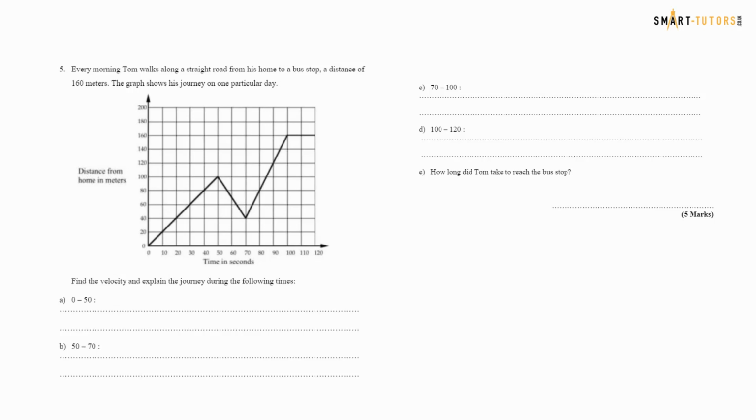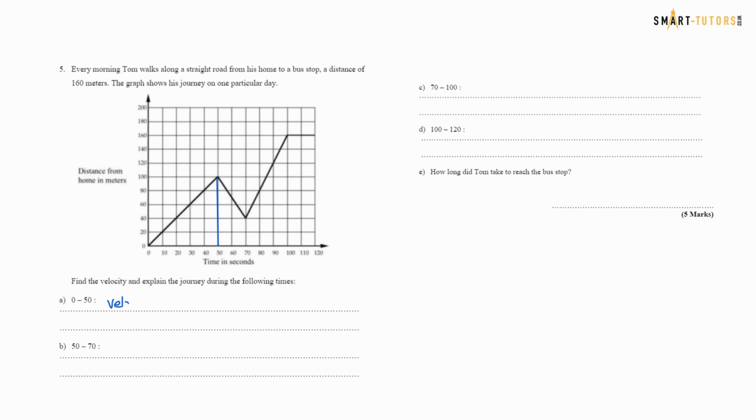Question number 5. Every morning Tom walks along a straight road from his home to a bus stop, a distance of 160 meters. So altogether 160 meters he needs to travel to go to the bus stop. The graph shows his journey on one particular day. Find the velocity and explain the journey during the following times. So 0 to 50. So 0 to 50 means here to here. Right? So now 0 to 50 means what is the velocity?